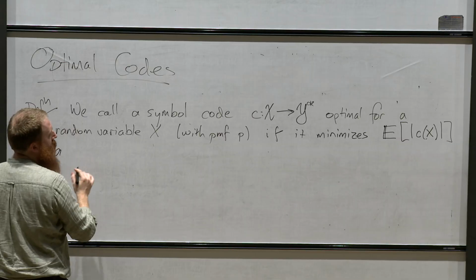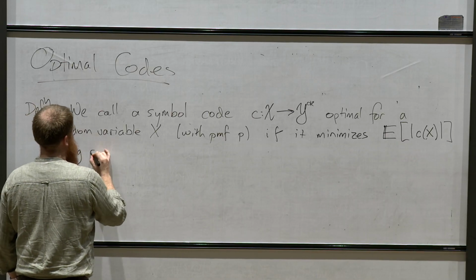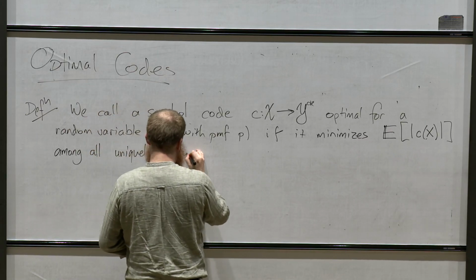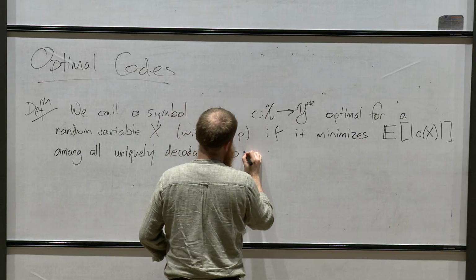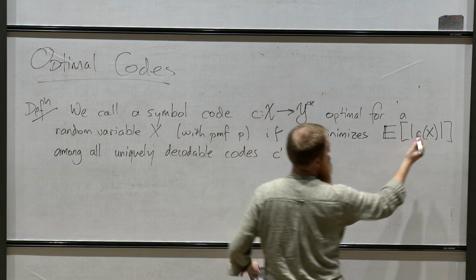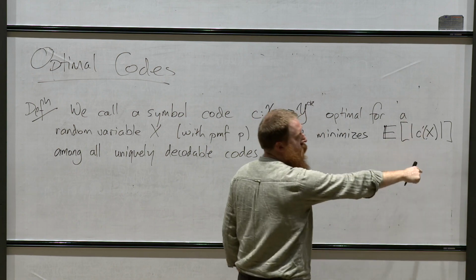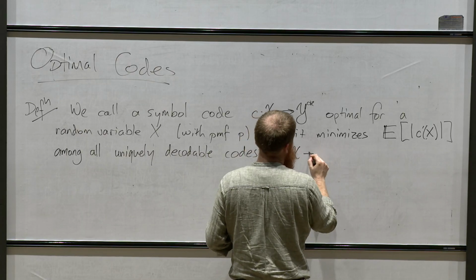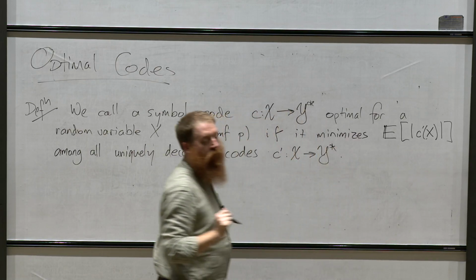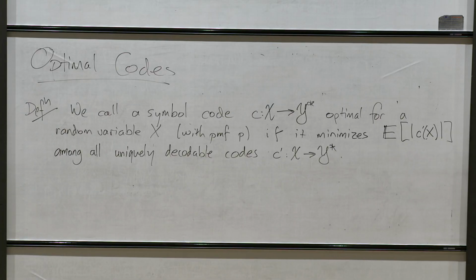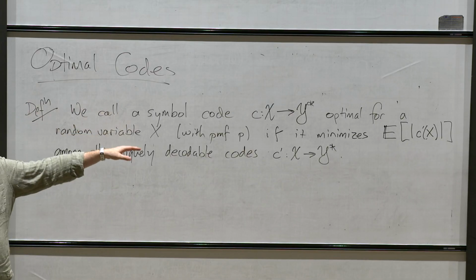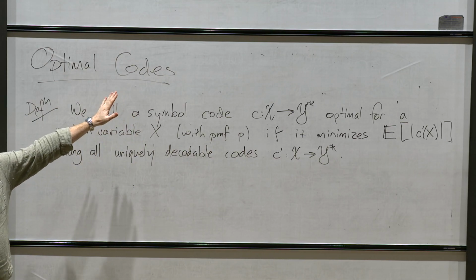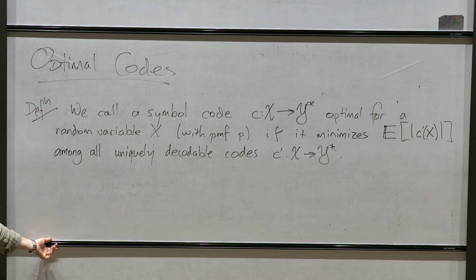But we should be careful: among all uniquely decodable codes C prime. We put the prime here because we're minimizing with respect to C prime, where C prime is a UD code on our space. Otherwise it's very easy. You just map everything to 0. That minimizes the code word length, but it's a useless code, you can't figure out what you put in. So we have to restrict to uniquely decodable codes.